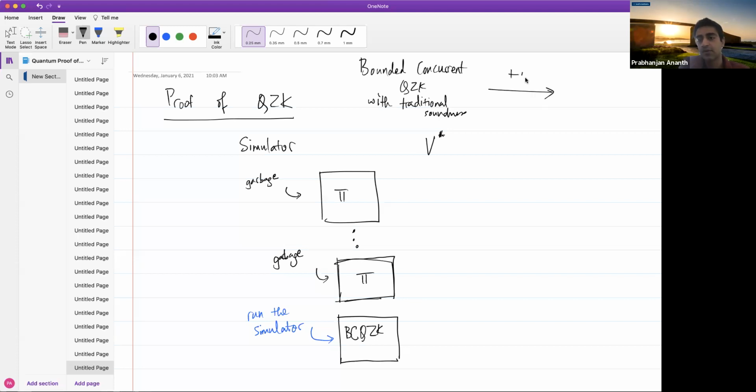And then I'm going to use OT, meaning these protocols, to construct bounded concurrent quantum zero knowledge with proof of knowledge property, quantum proof of knowledge property.